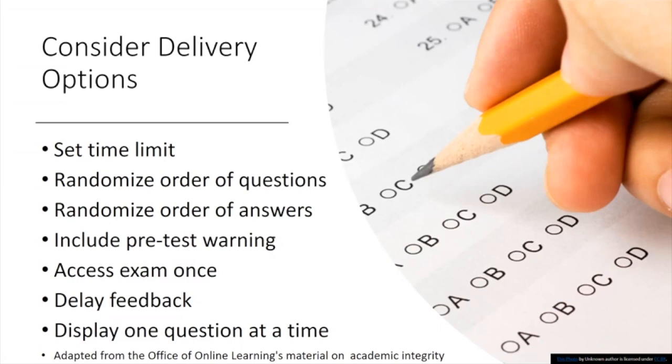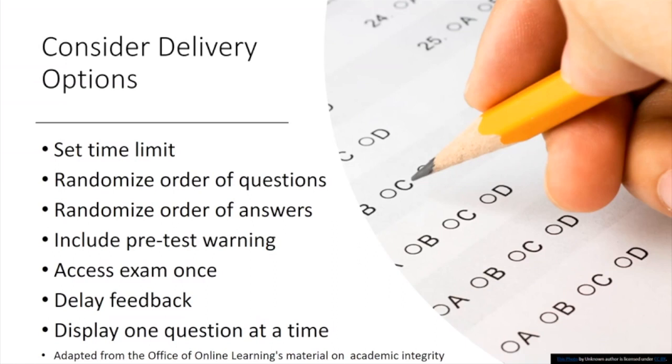You want to think about randomizing the order of questions or answers, again, so it's more difficult to share the exam and answers. You want to include a pre-test warning. Some of you mentioned an honor code. So also think about a pre-test warning: having the student sign a statement, or type in response to a statement, that indicates they will follow an honor code while they take the exam.